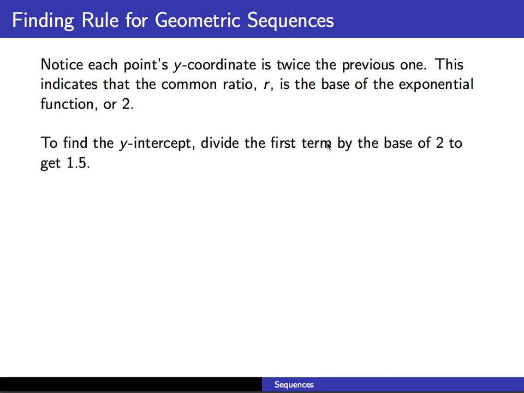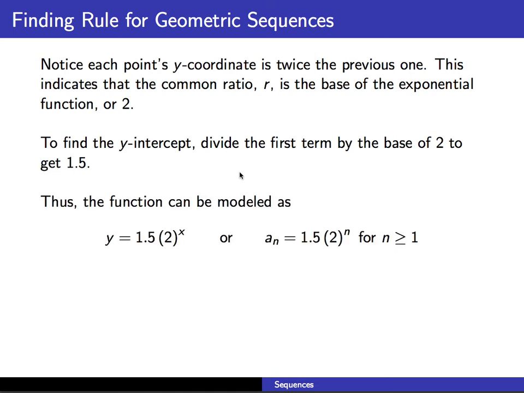To find the y-intercept, just take the first term and divide it by that common ratio, 2, to get 1.5. So 3 divided by 2 is 1.5, much like we added or subtracted the common difference from the first term to get the y-intercept with arithmetic sequences. So our function can be modeled as 1.5 times 2 to the x, or in terms of sequences, a sub n equals 1.5 times 2 to the n for values of n that are greater than or equal to 1. Again, notice that our common ratio is the base of our exponential function, and the y-intercept is what we're multiplying our exponential function by.